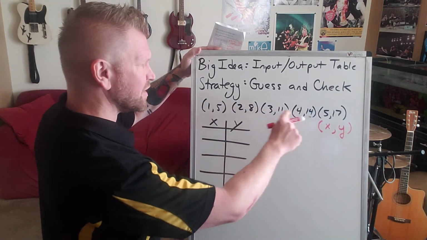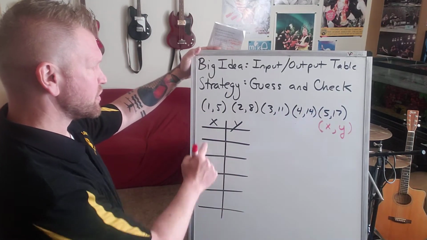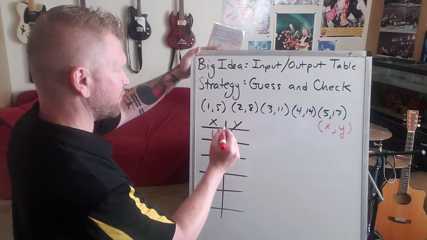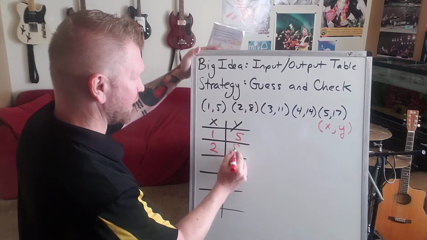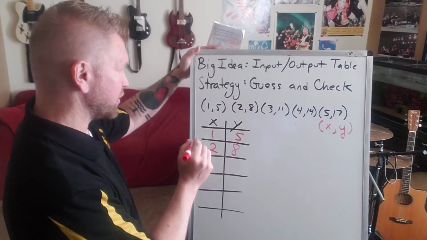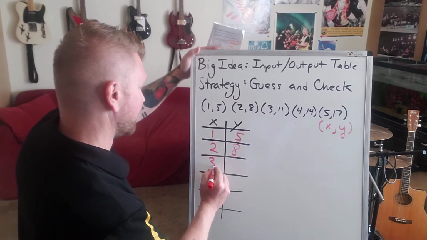So let's just take these numbers from these points and put them into this table. So like 1 would be the x, and 5 is the y. 2 is the x, and 8 is the y. And we're just going to do that for all of those points to make this input-output table.